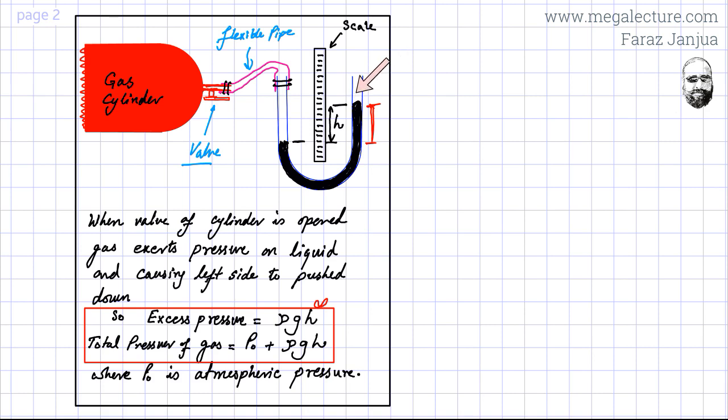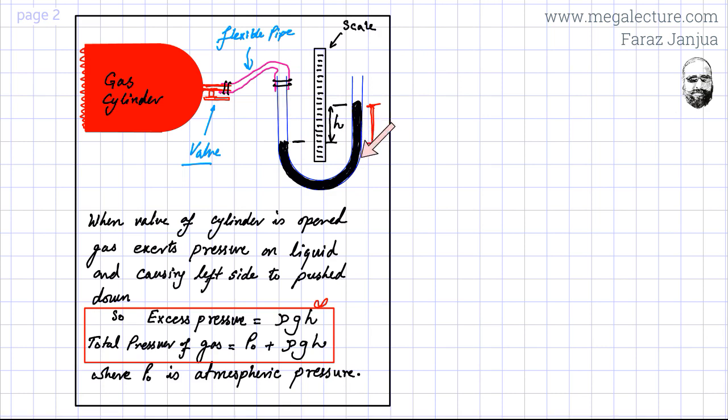Now I think you should be able to understand that we can use a manometer to compare gas pressure in two gas containers as well. If we connect the second container over here and we see the liquid is coming up on this side, it means this container has less pressure and this container has more pressure. But if the opposite happens and liquid goes up on this side and down on this side, it will be opposite as well.